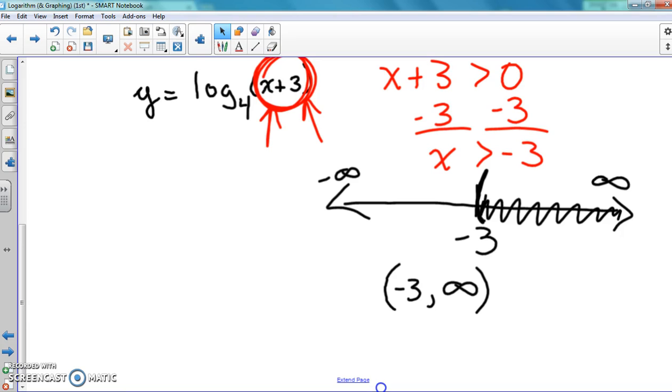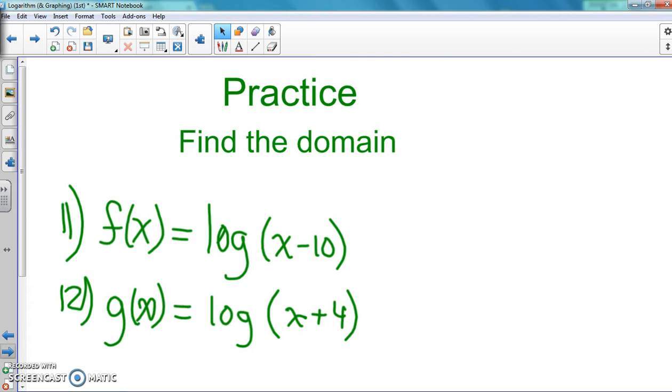Alright, here's the last practice you're going to have for this section of notes, and then we're going to be done. Here is your practice: you're going to find the domain of number 11 and number 12. Once you find your domain, you make it greater than 0, solve it out, and then write it in interval notation every single time. It's going to be very simple and easy. Once you are finished with these two problems, you should have all of them done.